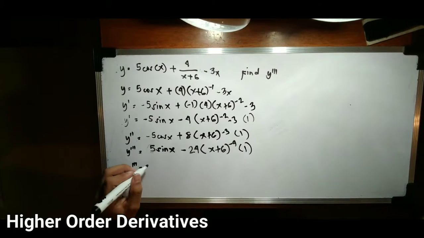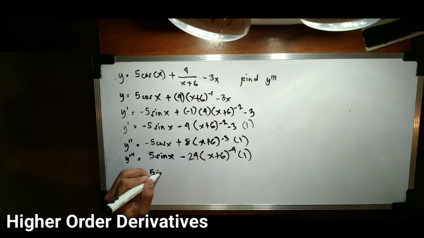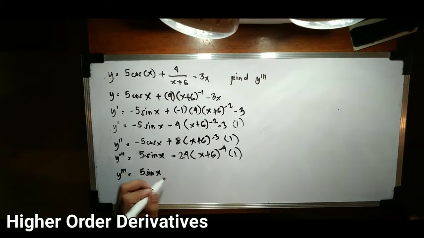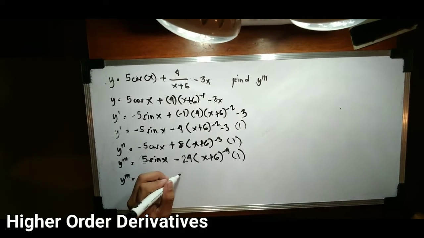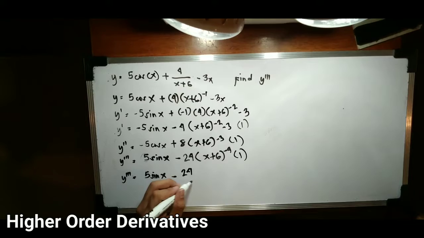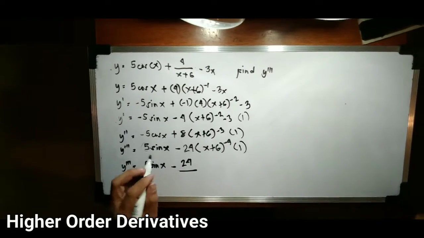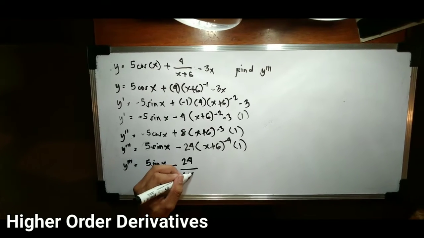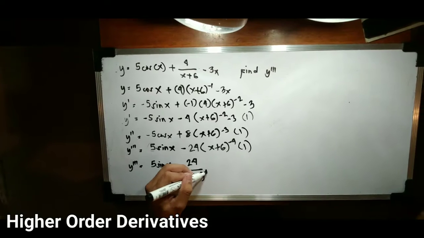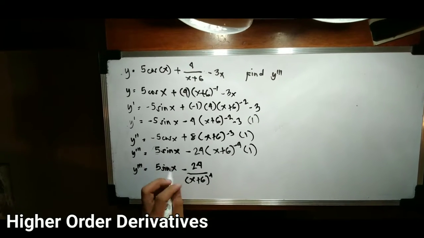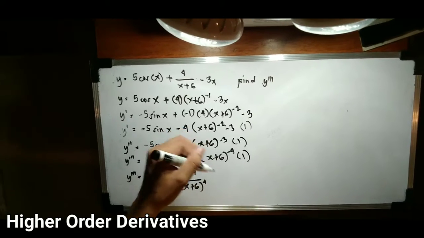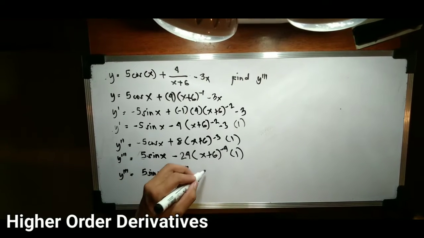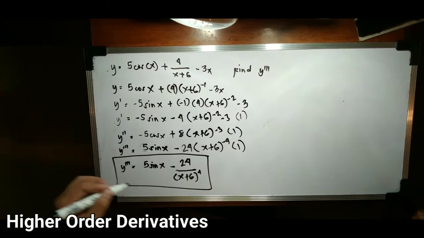So now we can simplify: 5 sine x minus 24 over x plus 6 raised to 4. I transferred x plus 6 raised to negative 4 to the denominator so that the exponent can be positive. So this is our final answer.